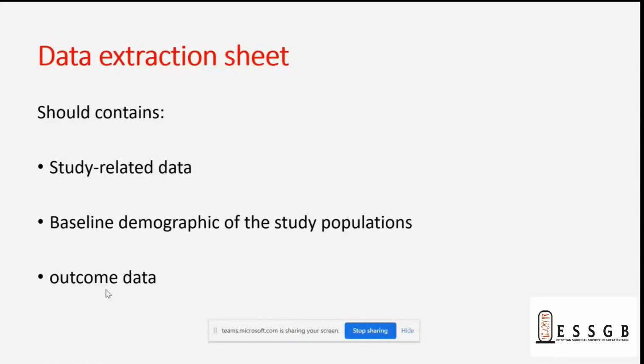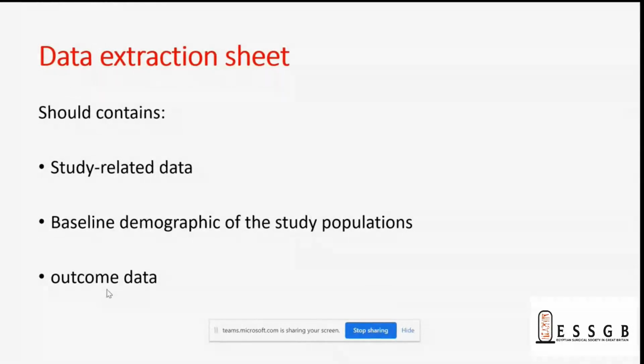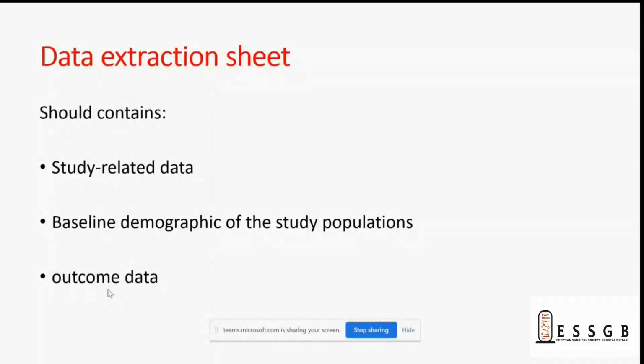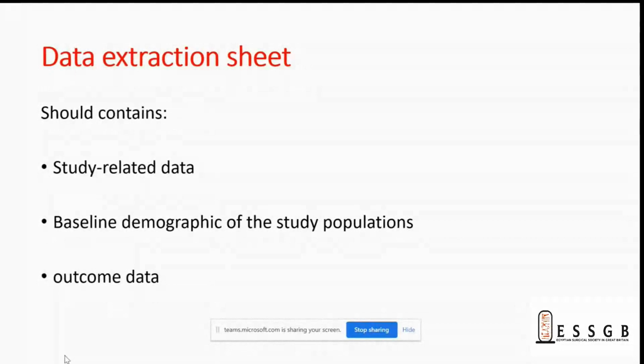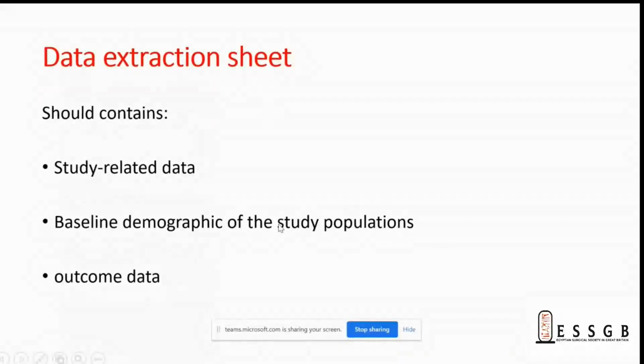So I'm going to categorize this for you into 3 groups of data. One is called the study-related data. The second group is baseline demographics and study populations. And the third group is outcome data. The most important of which is outcome data, because it is the one that you analyze. The rest of them, you don't necessarily analyze. But I'm going to bring some examples for you.